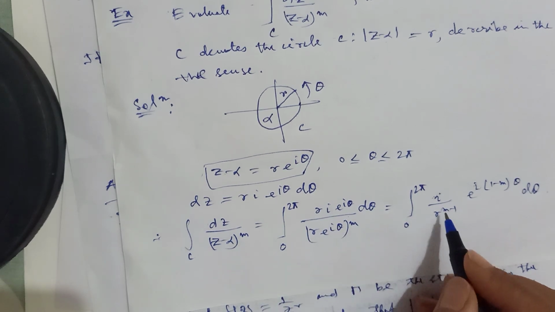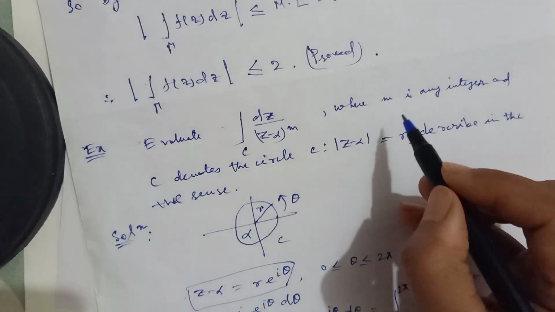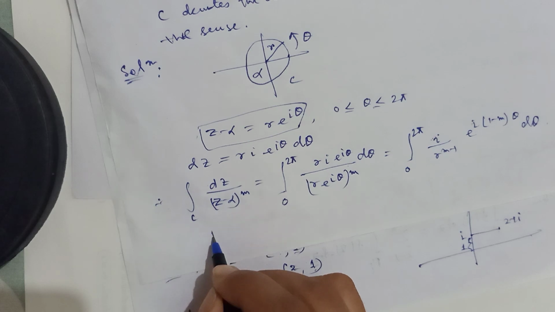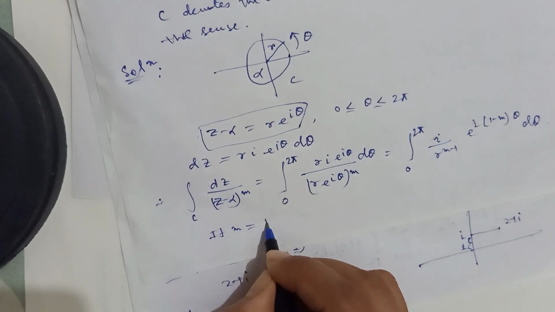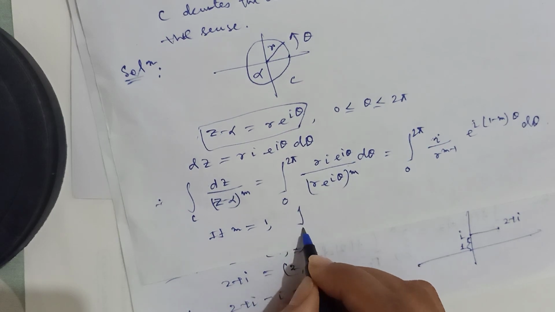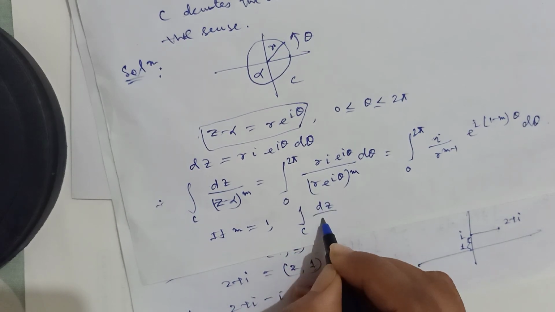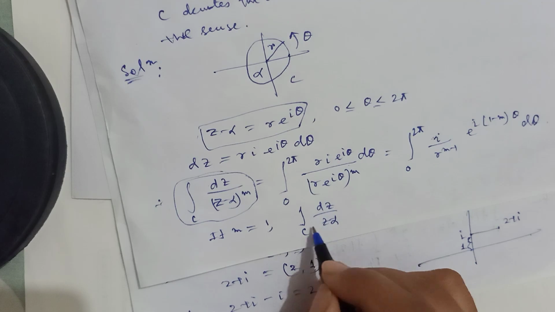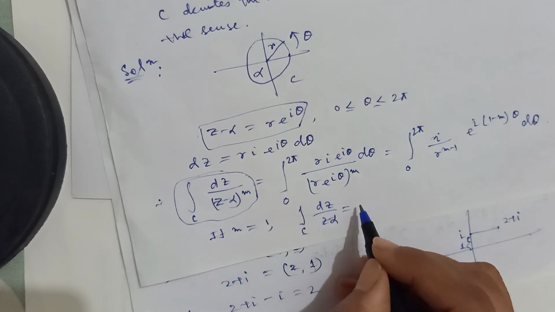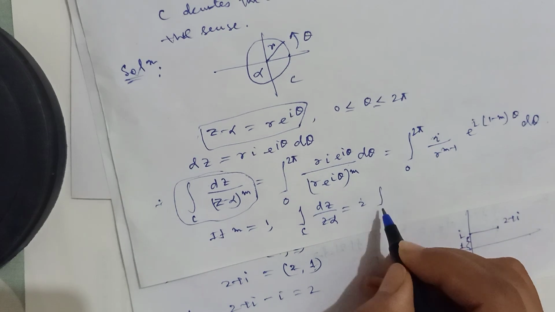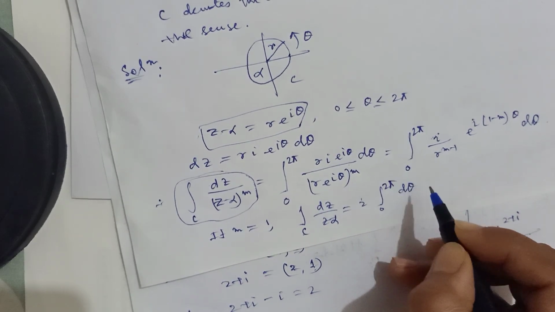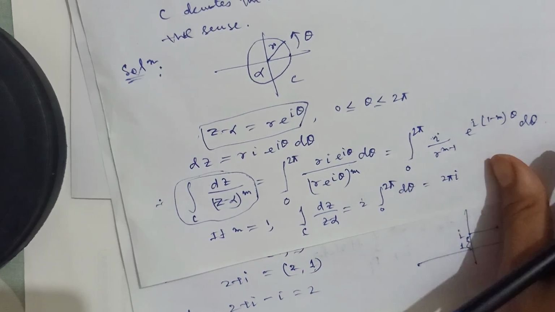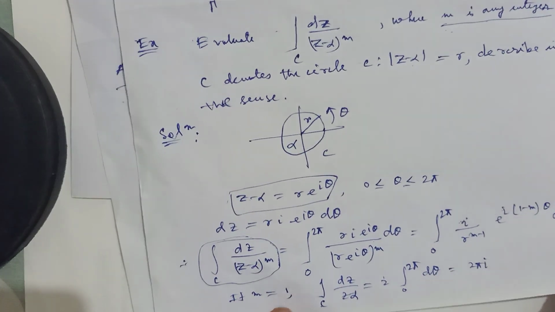Okay, now here m is any integer, so here we take: if m equals 1, then the integration over c of dz by z minus alpha equals i times the integration over 0 to 2 pi of d theta, that is equal to 2 pi i.